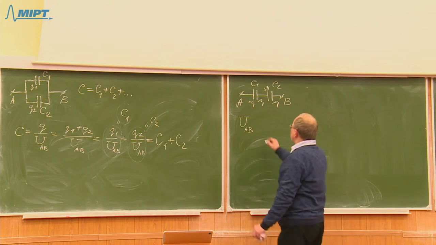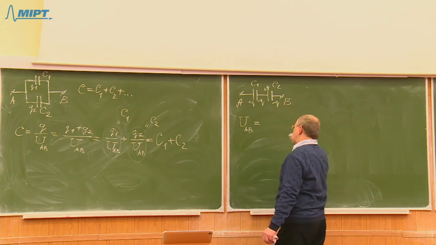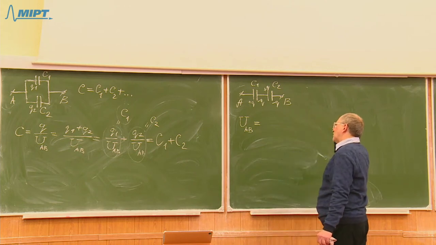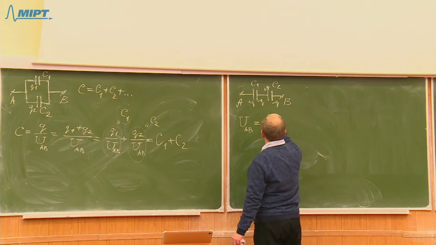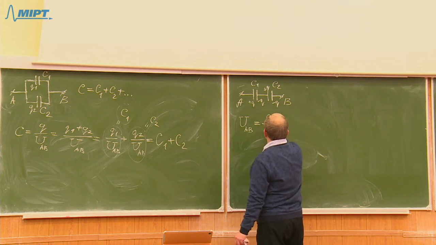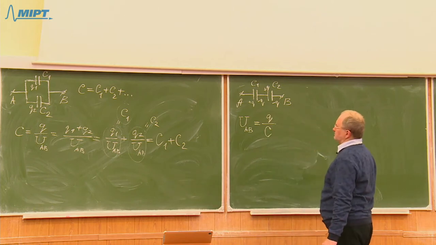That is the main thing. And the potential difference between points A and B, according to the definition of capacitance, will be equal to the total charge of the battery divided by its total capacitance.